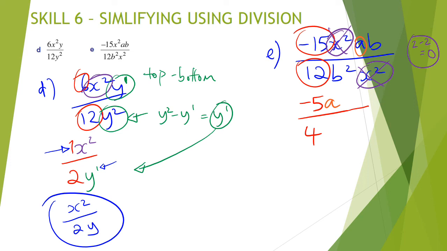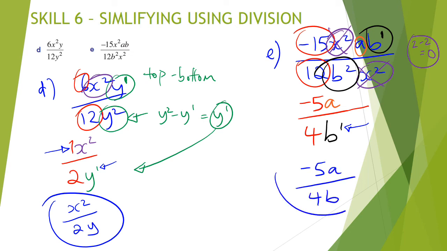And if we look at the b's, there's a b to the power of 1 on top and a b squared on the bottom. So let's do exactly what we did before. Let's take the smaller number from the bigger number, and we'll be left with b to the power of 1 on the bottom. If we write our final answer, we don't have to write that number 1. So our final answer will be negative 5a over 4b. That's our final answer.